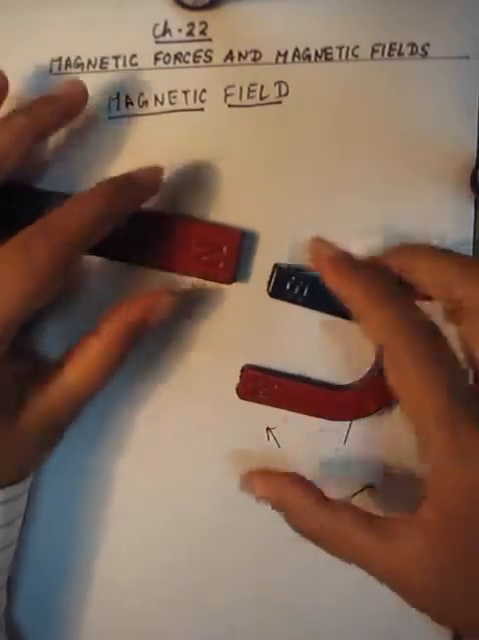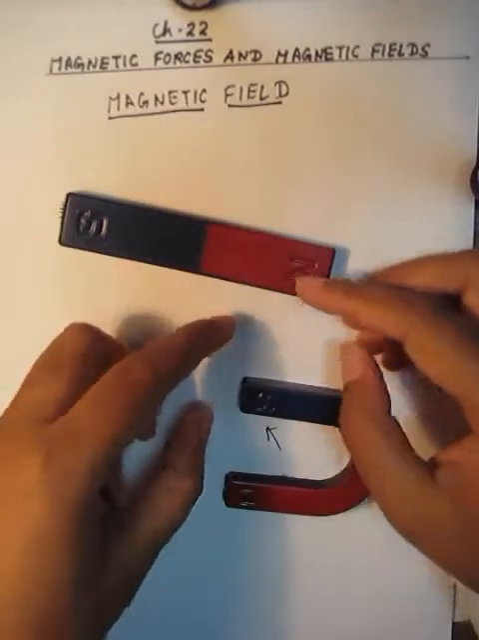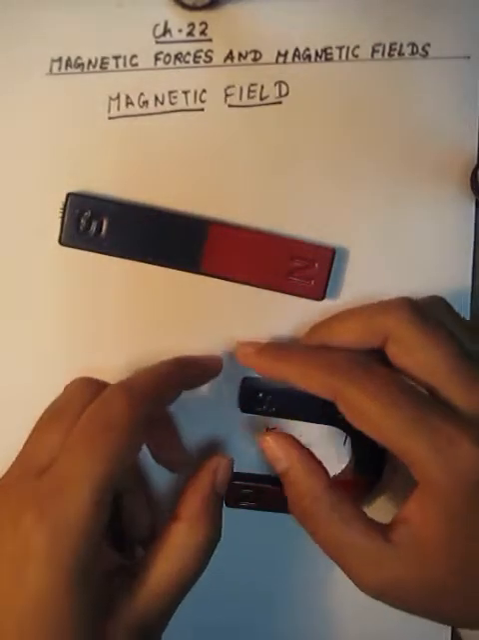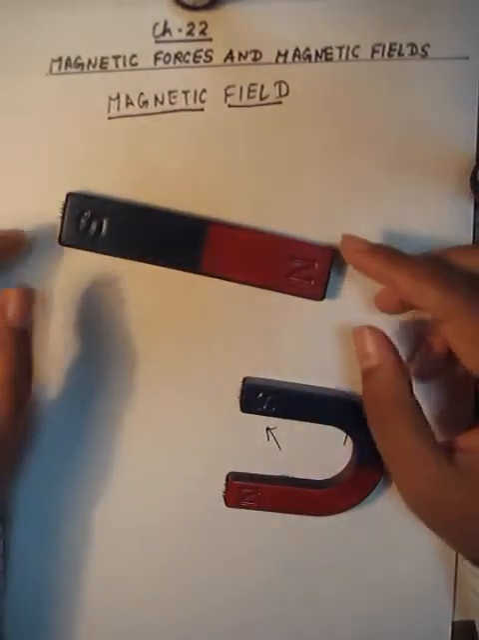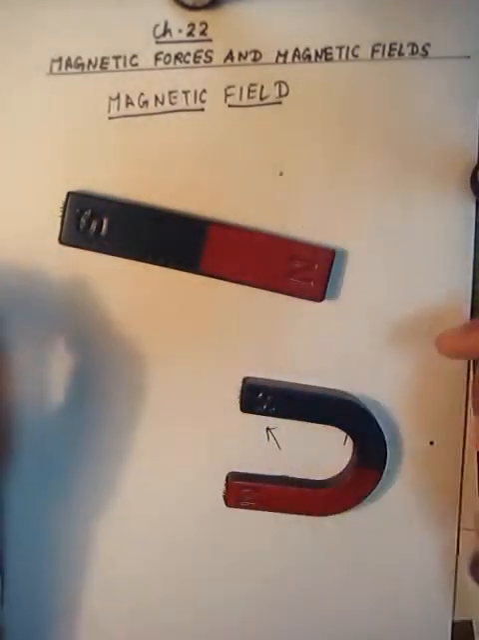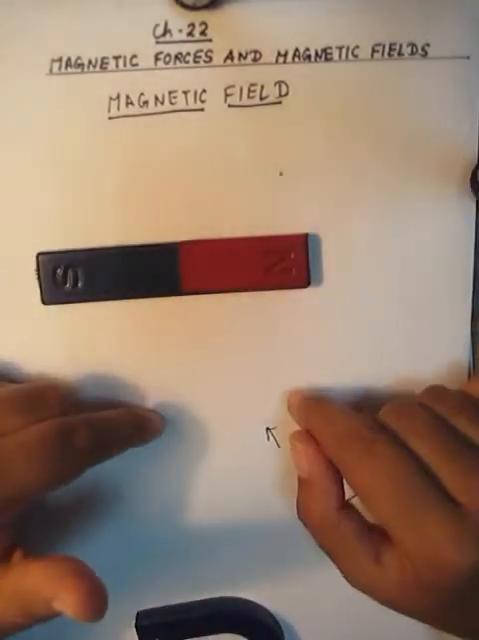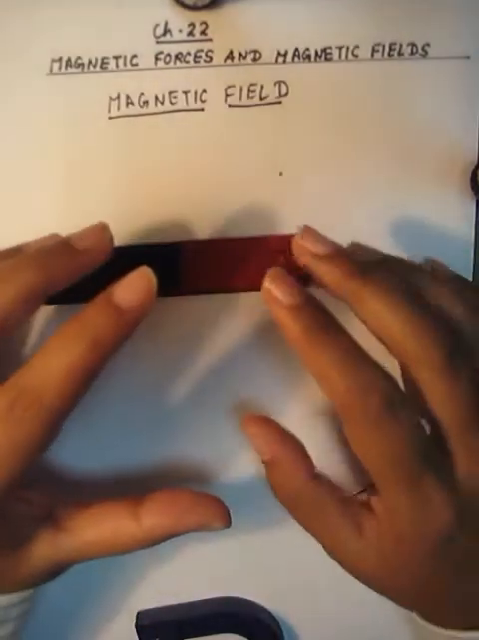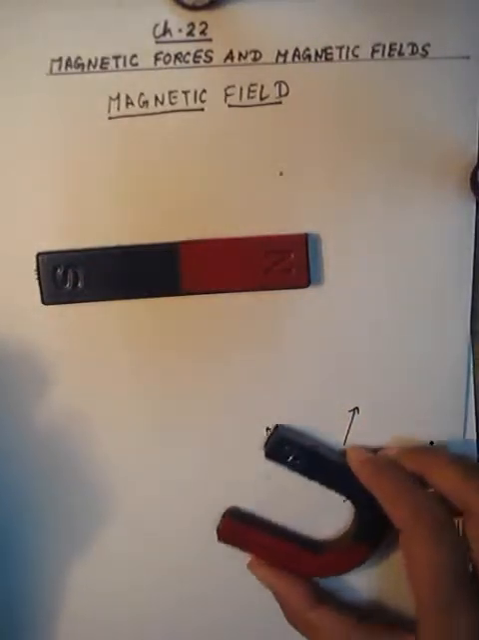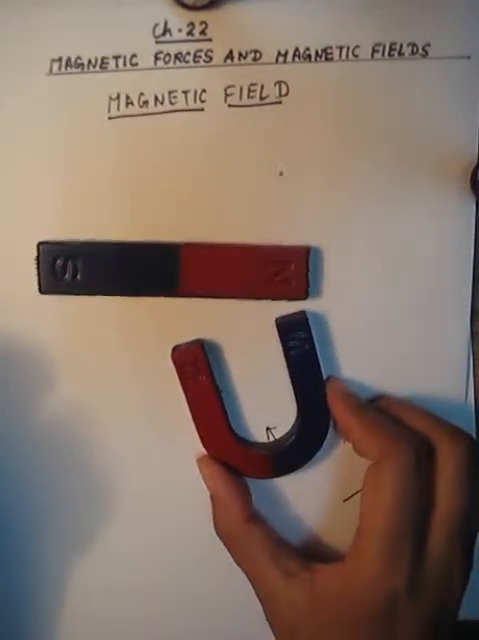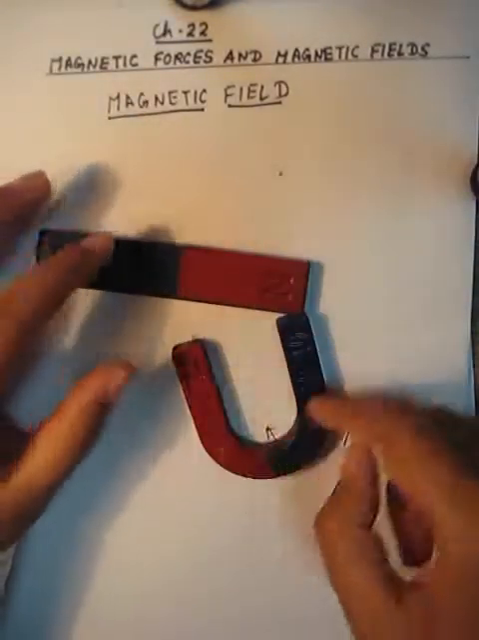So it means that there is something around these magnets, due to which when the other magnet comes near them, it gets attracted towards the other magnet. So this field around a magnet is called a magnetic field. We don't know if there is a field or not if there is no other magnet or an iron object near it. But as soon as you bring another magnet near this, you can experience that there is a force, a field around these magnets.